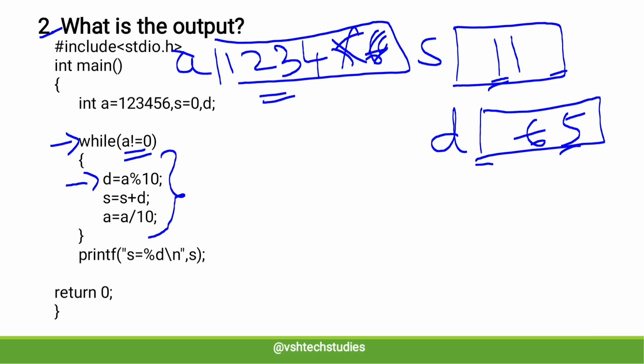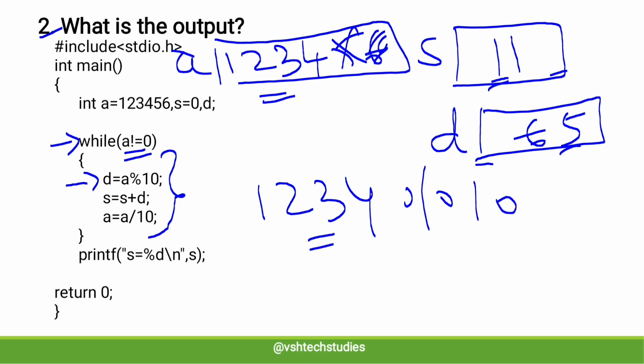In that, the first instruction, D equal to A mod 10. So A is 1, 2, 3, 4. Mod 10 means remainder. After dividing this by 10, the remainder is 4. So that must be assigned to D. So D, this 5 is taken out and this is made 4 now. So next, the second statement, S equal to S plus D. S equal to S, which is 11, plus D, meaning 4.